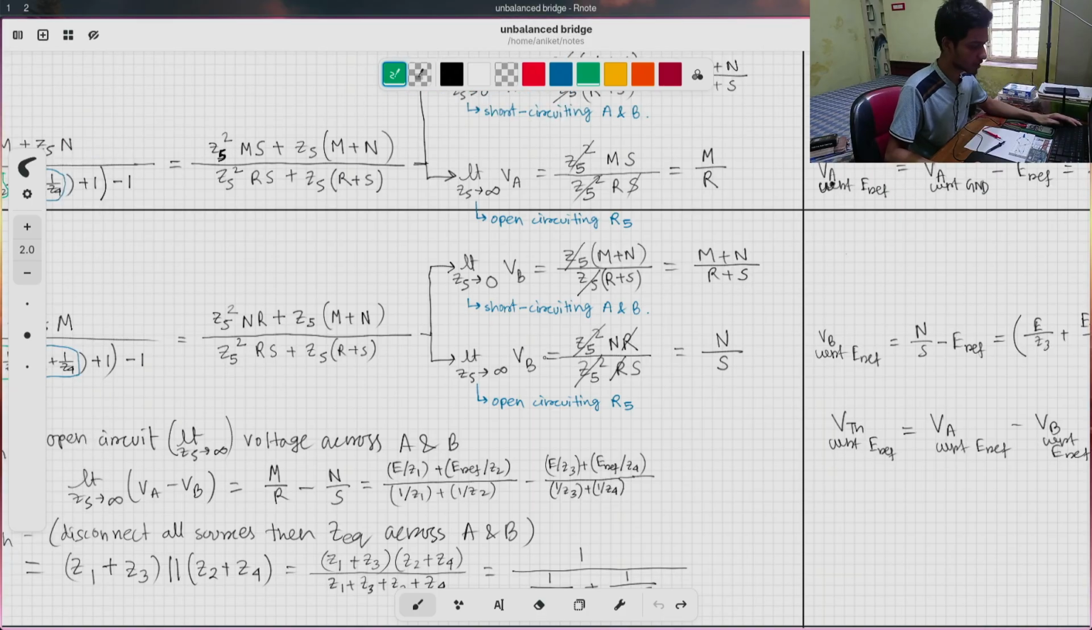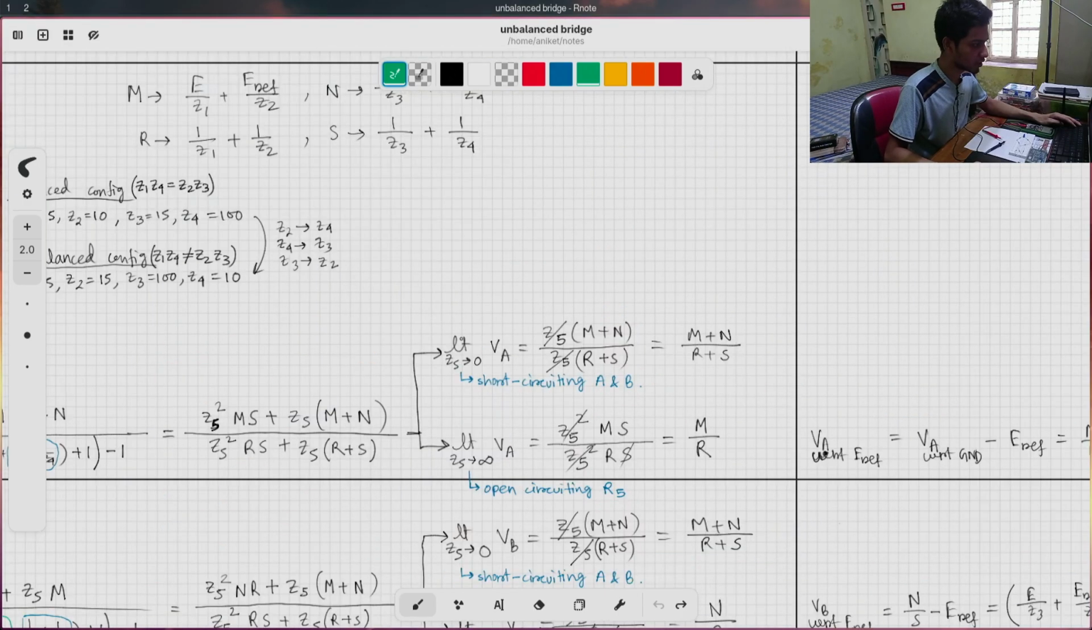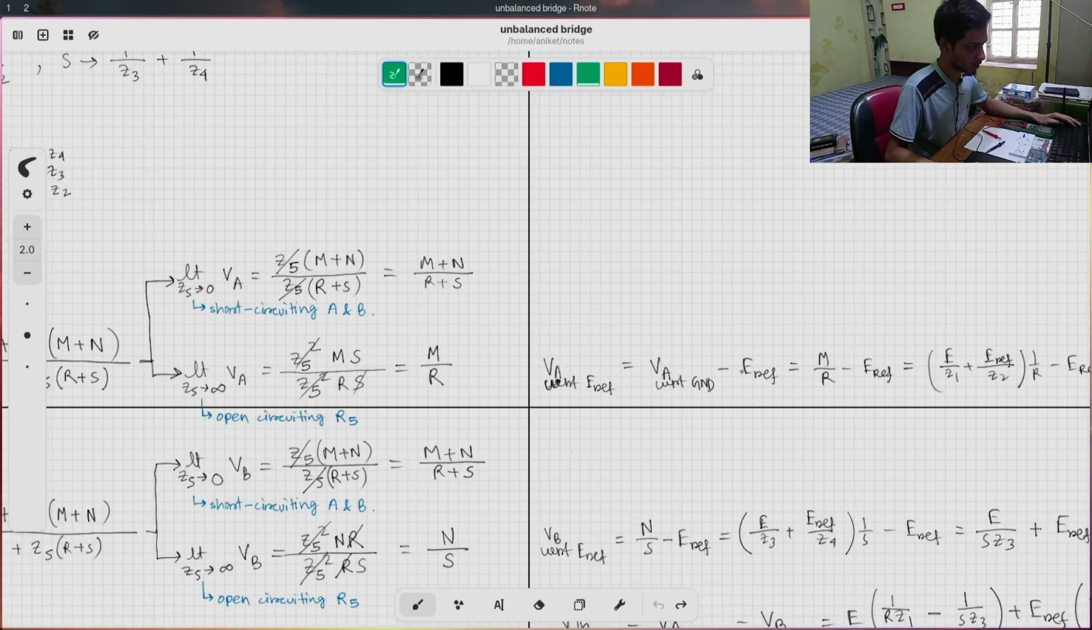Now in the circuit, as we are using 2.5 volt as the reference, we are using one of the probes of the multimeter here as the reference. So to find the voltage at A with respect to the reference potential, we basically need to find the difference between the reference potential and the VA value with respect to ground.